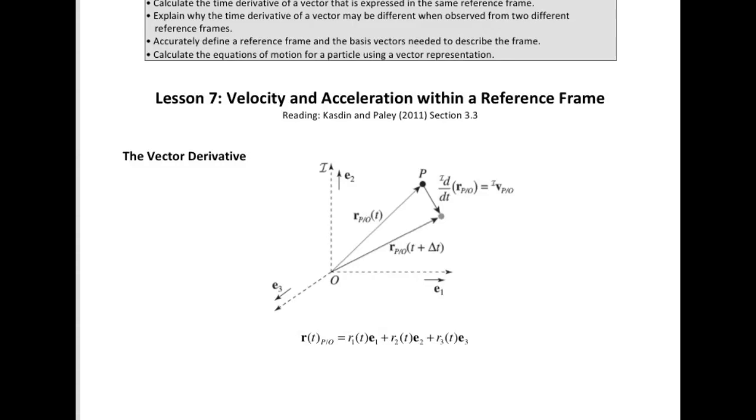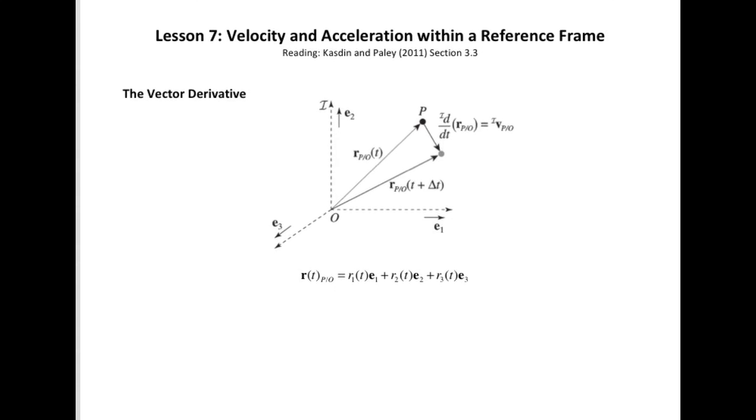Hey folks, here we are at lesson 7, where we're going to start making use of those reference frames that we defined in lesson 6 and begin looking at velocity and acceleration vectors. So think back to chapter 1 when we introduced a vector and we talked about position vectors, we talked about velocity vectors, and even alluded to acceleration vectors.